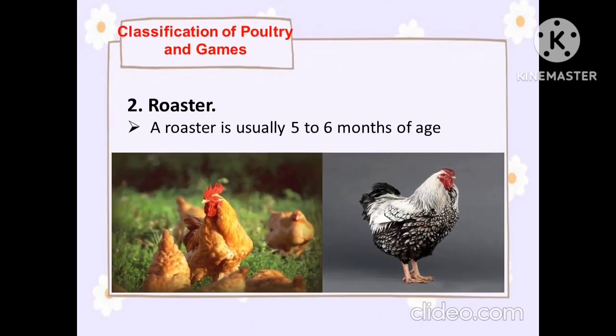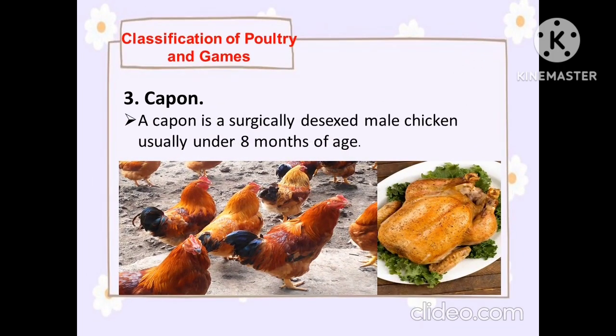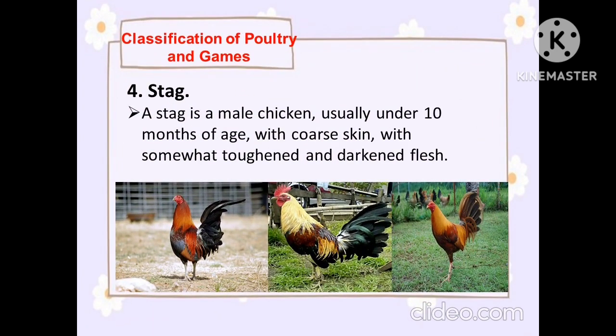A rooster is usually 5 to 6 months of age. A capon is a surgically desexed male chicken, usually under 8 months of age. A stag is a male chicken, usually under 10 months of age, with coarse skin and somewhat toughened and darkened flesh.